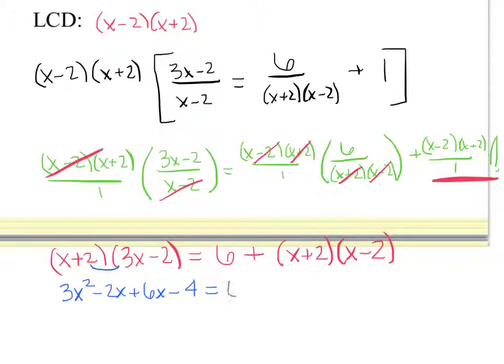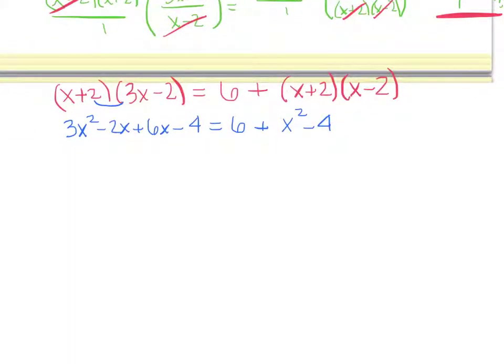And this is going to equal 6 plus, I have x plus 2 times x minus 2. I know that's going to give me x squared minus 4. So now when I go in and I simplify, I see that I have 3x squared plus 4x minus 4 equals x squared plus 2.